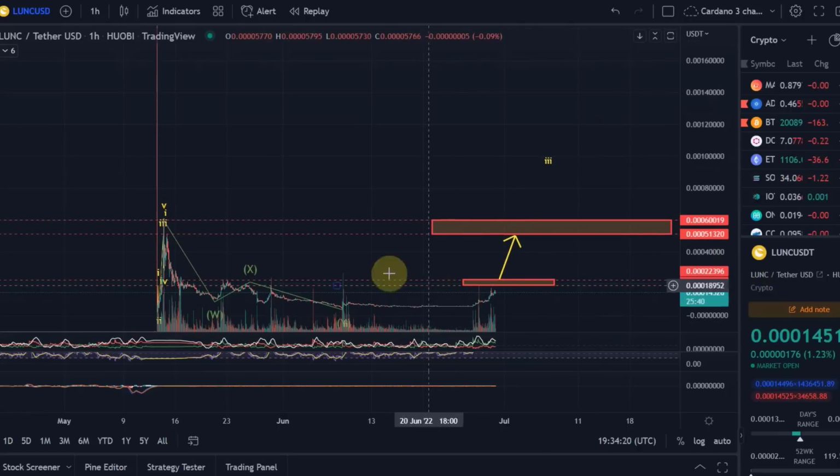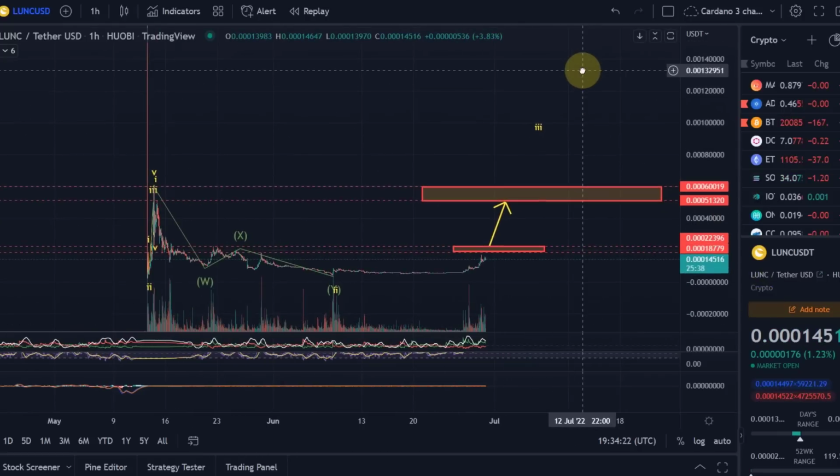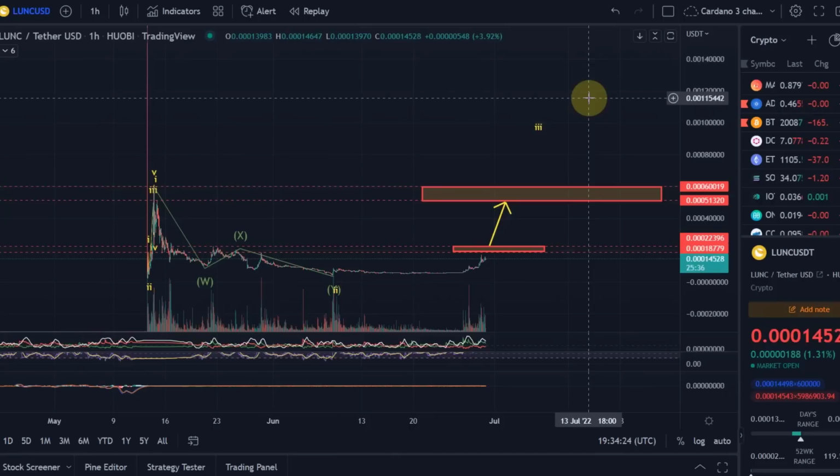Okay, but if we do it in that wave degree, then we are already looking at some promising developments here, to be honest, and there could be a real chance that Luna Classic is getting a revival. Okay, that's my view about Luna Classic.